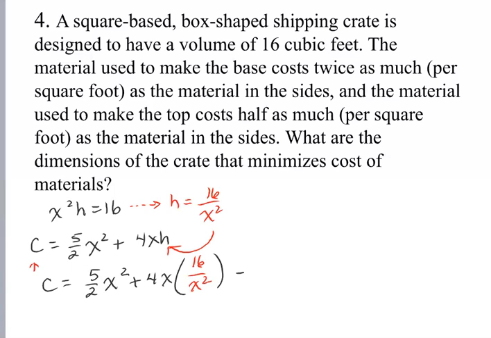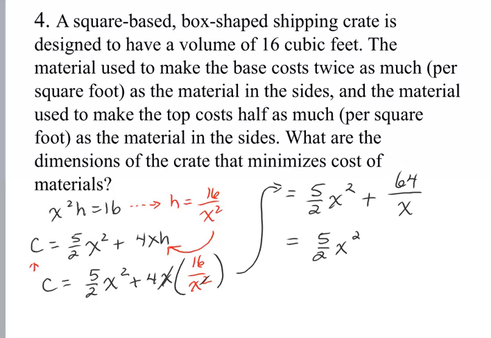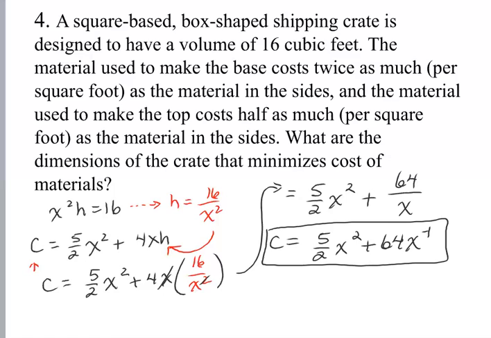I can simplify that. That gives me 5/2 x squared plus 4 times 16, which is 64, divided by x. I have an x on top, so x cancels with one of the x's on the bottom. So 64 over x, which for calculus purposes I'm going to rewrite as 5/2 x squared plus 64x to the negative 1. So that's my cost equation.